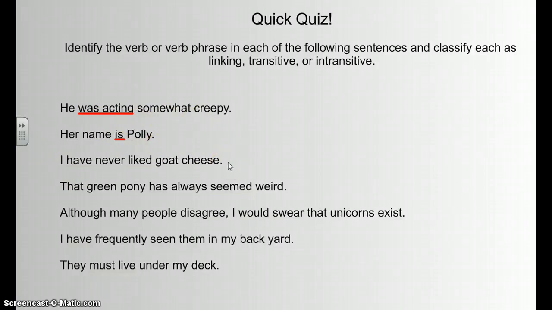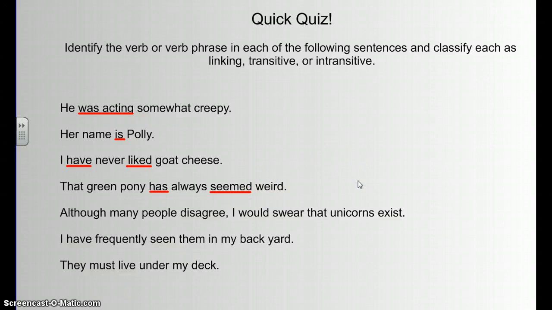Sentence number 3, I have never liked goat cheese. Have liked is my verb phrase. Never is a modifier, technically a part of the verb phrase. But in this case, this is a transitive verb because I'm doing it to goat cheese, so it's an action verb. That green pony has always seemed weird. Verb phrase is has seemed, and it's a linking verb because pony equals weird.